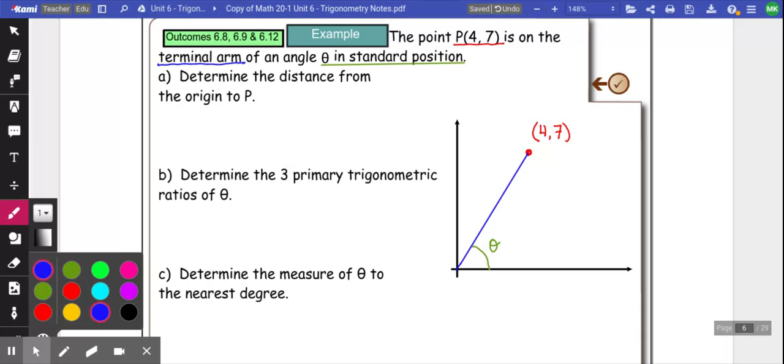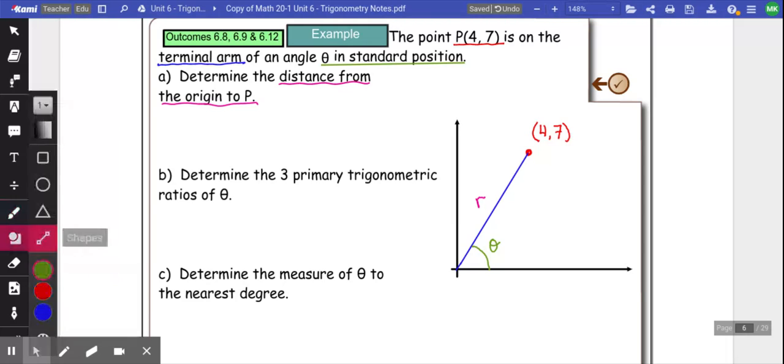Questions we got. First question. Determine the distance from the origin to P. Figure out this distance right here, which we call R. Just for the record, we always call that R in this unit. We'll get more into why it's called R in like 2 days. So figure out that distance R.